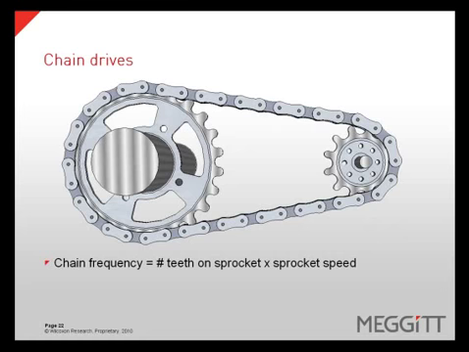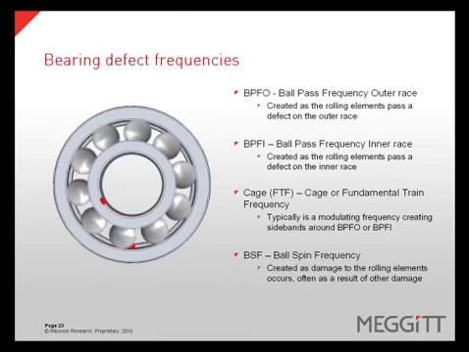Chain frequency can be calculated by simply multiplying the number of teeth on a sprocket by the RPM of that sprocket. It is common to see chain frequency vibration on chain-driven equipment. There are essentially 4 kinds of bearing defects that can generate a vibration response in the spectrum.